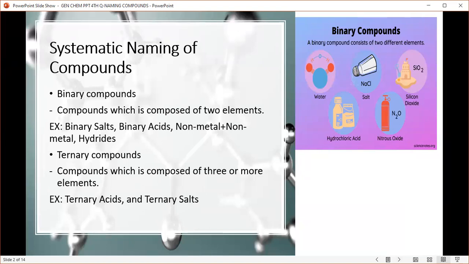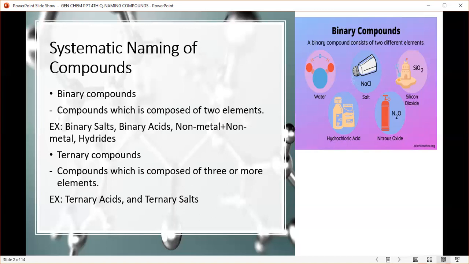Systematic naming of compounds. So we have to know that there are different types of compounds in our daily lives. We have binary compounds, ternary compounds, and there are also quaternary compounds. So when we say compounds, again, it's a combination of two or more elements or atoms combined through chemical bonding. Binary compounds are compounds which are composed of two elements.